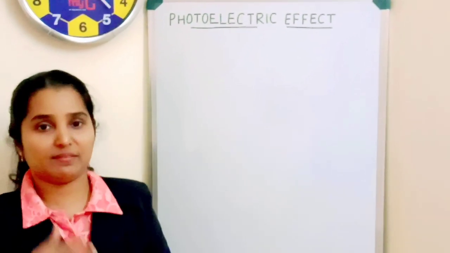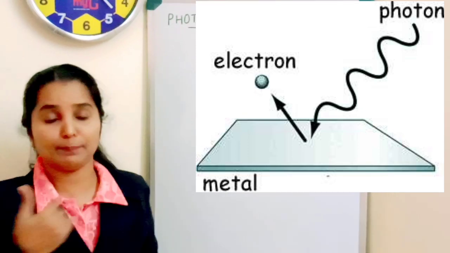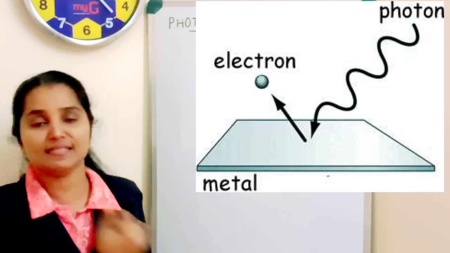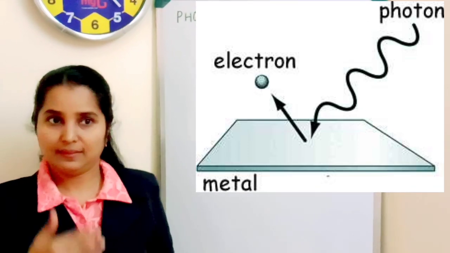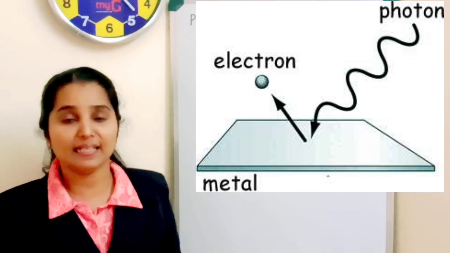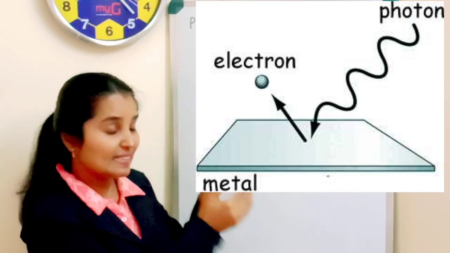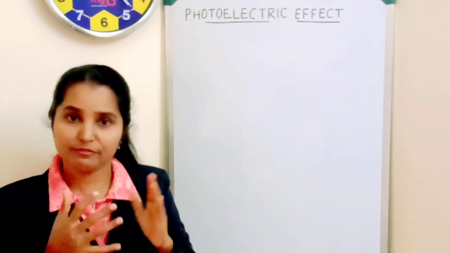And the second observation is, the ejection of electrons from the metal surface directly depends upon the brightness or intensity of the light that falls on that metal surface.